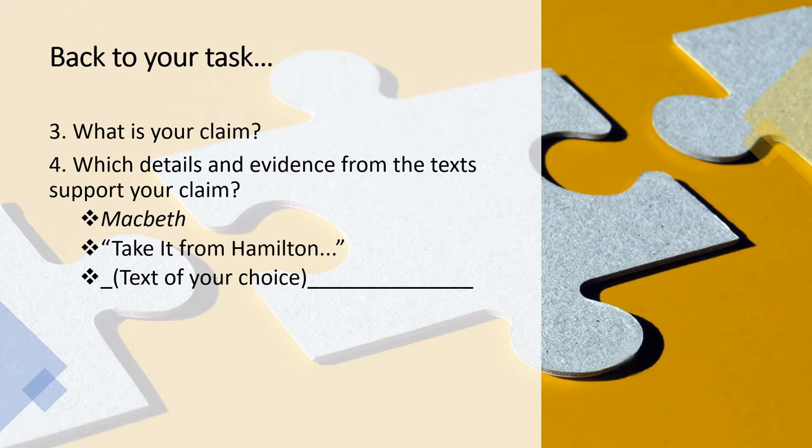So now let's go back to your task. You'll compose your claim and gather the relevant details and evidence from Macbeth, Take It from Hamilton, and the additional text of your choice for today's lesson. At this point, I want to take a couple of minutes to review the task for lesson two to ensure you understand how to write the best and most effective argument you can. So let's go through a brief overview of the lesson, and then you can come back to your claim and evidence.